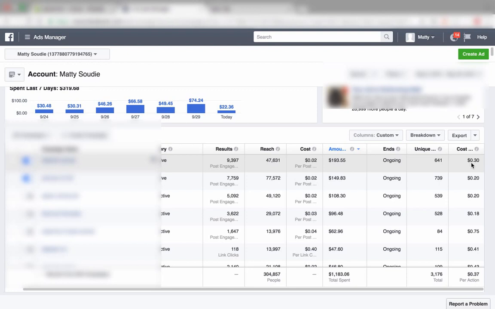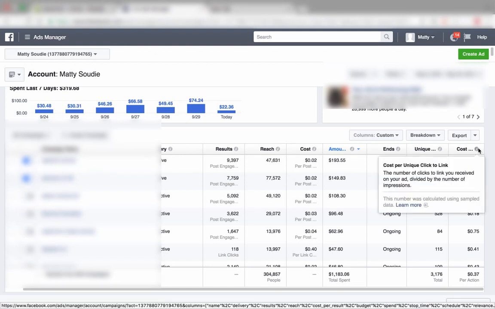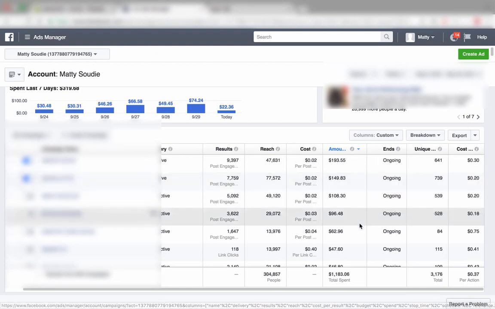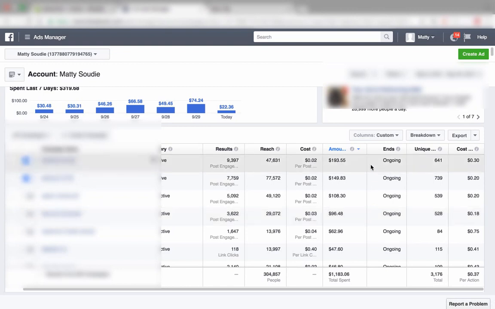So you want this value to be pretty low. It obviously depends on your profit margin, but at the end of the day, I aim for under 50 cents, usually between 20 to 40 cents. If I can get it somewhere in between, then 60% or 70% of the time, it does turn into a profitable campaign. So I'm aiming for a really good cost per unique click to links. That's what I wanted to point out first.